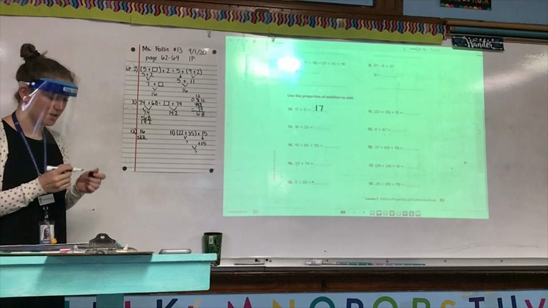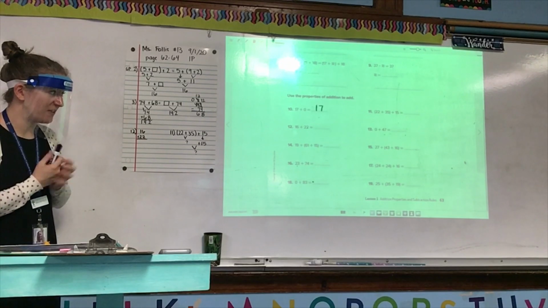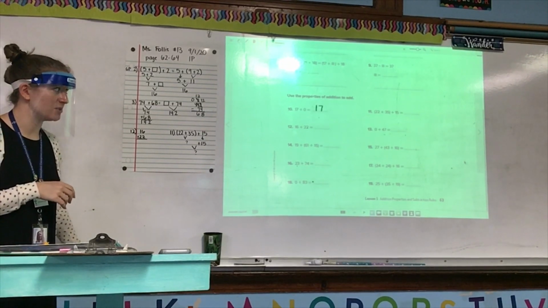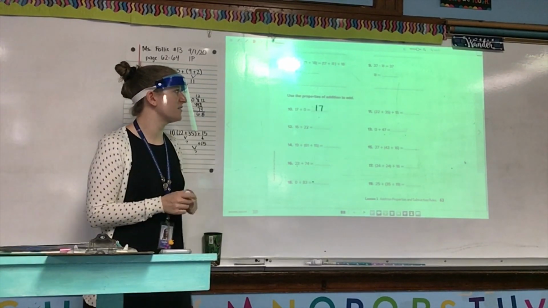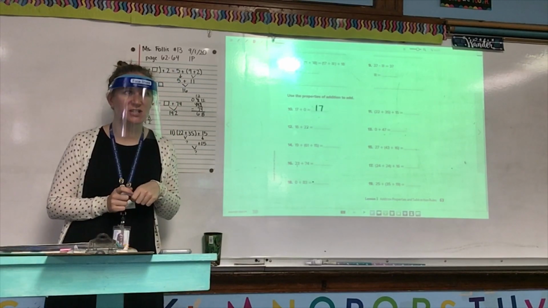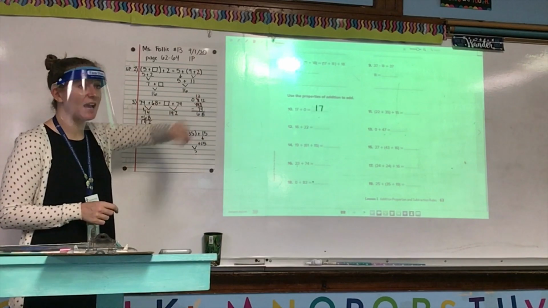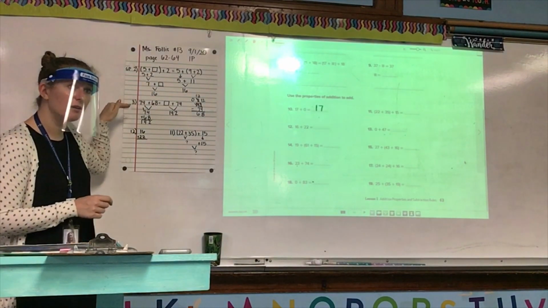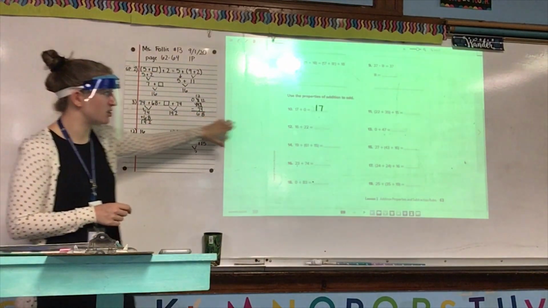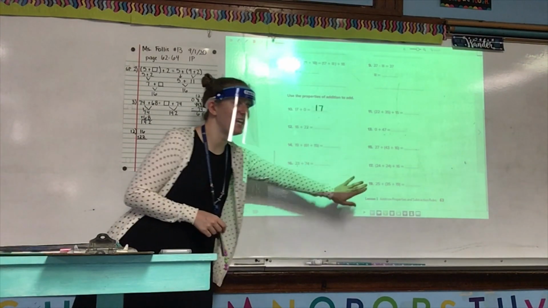Okay? So does everybody understand? If it's subtraction, well, you're probably going to, but it says use properties of addition to add. So are you going to have any subtraction? No. So make sure for numbers 4 through 9, you do not have to show all this work. I just did this so you can see what to do. But for numbers 10 through 19, you do.